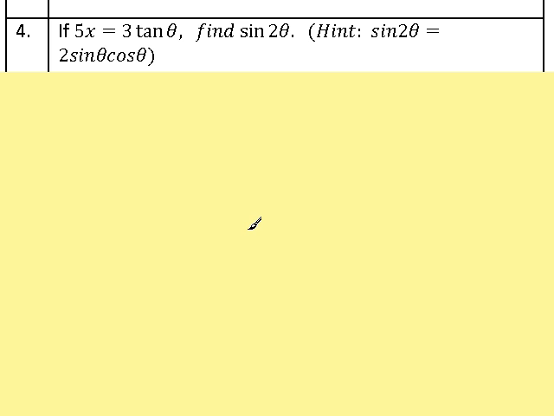Sometimes when we do a trig substitution, before we convert back to x, our solution is in terms of sine 2 theta. So let's suppose that we want to figure out what sine 2 theta is, given that 5x is equal to 3 tan theta. All right, so we're going to create a triangle like we did in the previous example. First, let's solve for tangent theta. So we have tangent theta is equal to 5x over 3.